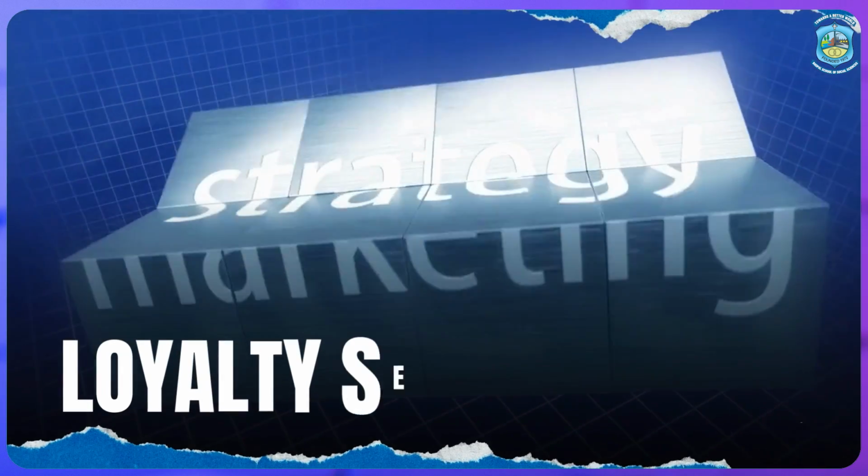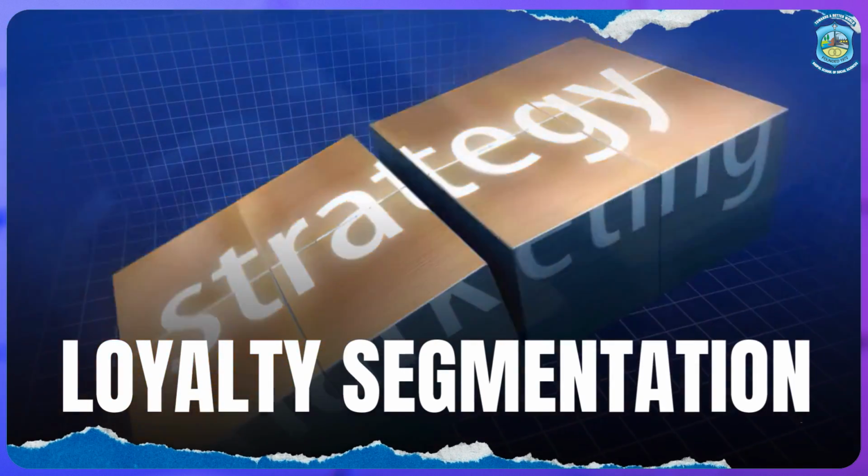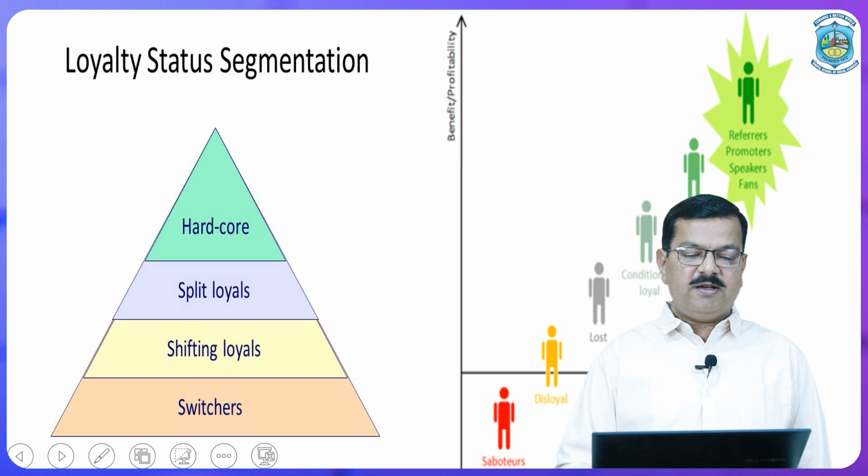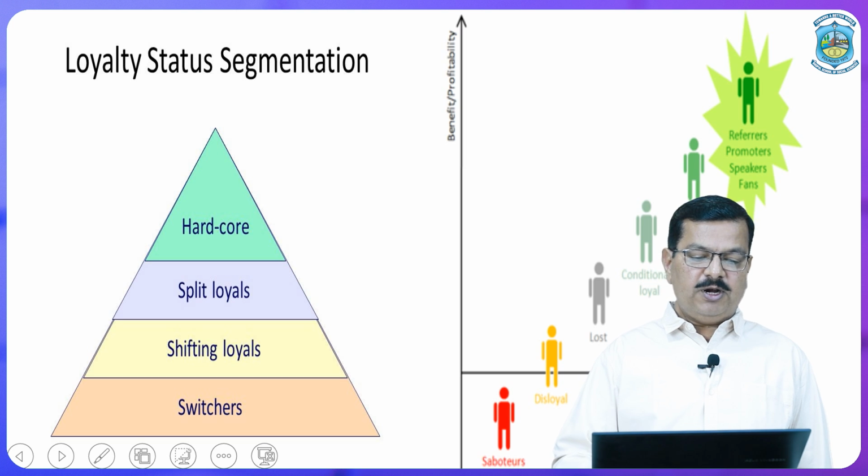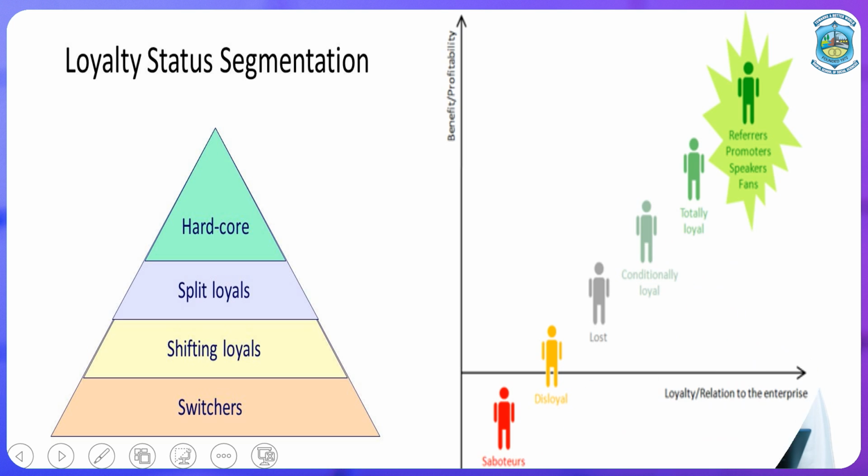Talking about loyalty status segmentation, we can have hardcore loyal, we can have split loyal customers. Sometimes the loyalty is shifted, so those are shifting loyals, and at times it can be switchers, those who frequently keep on trying different brands, keep on switching the brand with ease. On the contrary, the hardcore loyal will not at all switch the brand. They have an immensely high degree of brand loyalty.